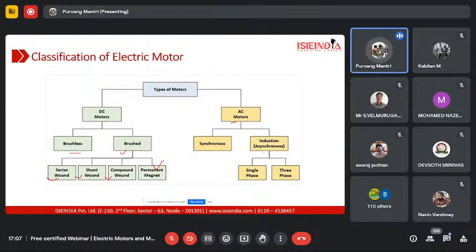On the other side, we have AC motors. AC motors are basically of two types: synchronous AC motors and induction motors, and the latter, based on the power supply, are single-phase and three-phase induction motors. Okay, so let's first look into the brushed DC motor.